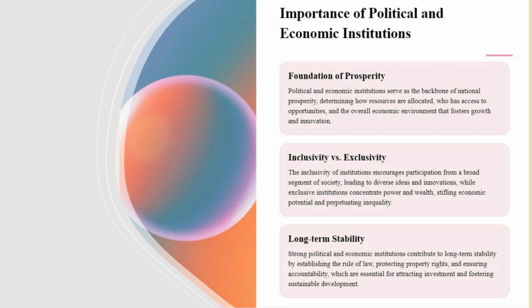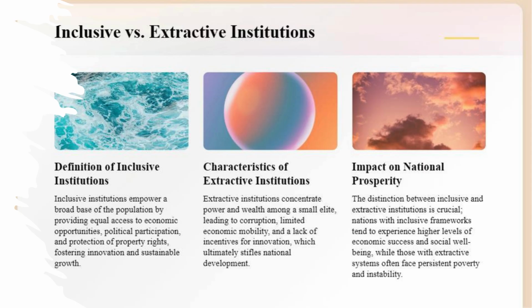Main argument. The central thesis of Why Nations Fail is that the prosperity or poverty of nations can be attributed to the inclusivity or exclusivity of their political and economic institutions. The authors introduce two primary categories: inclusive institutions and extractive institutions.